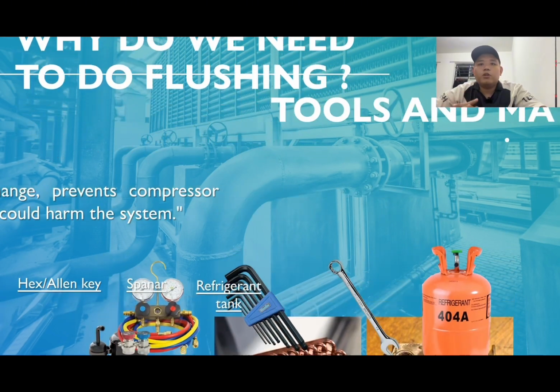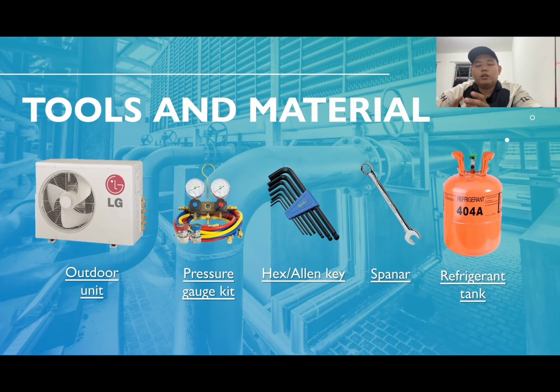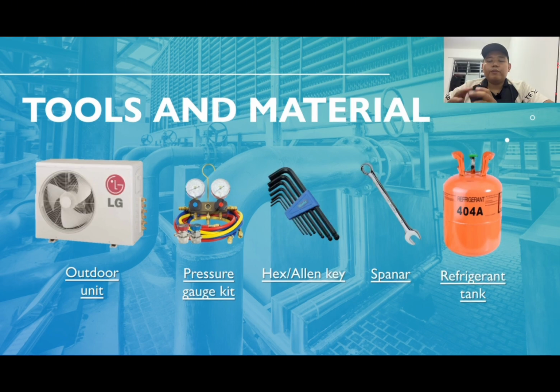So next we are going to see the tools and materials for the flushing process. As you can see in the slide, there are 5 major components that you need to take note of when we do the flushing process. First is the outdoor unit. The outdoor unit is an essential part of the AC system that contains a compressor, condenser and expansion valve. The outdoor unit is very important when we do the flushing process, because we don't do the flushing process in the indoor unit. We always do it in the outdoor unit.